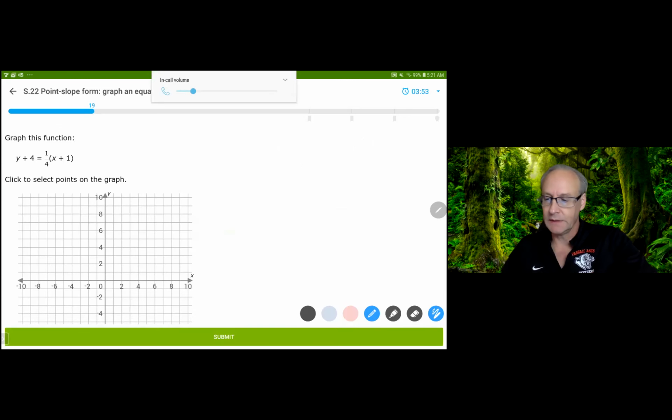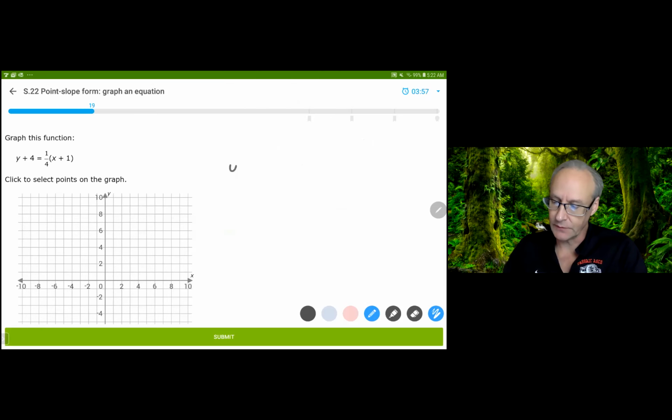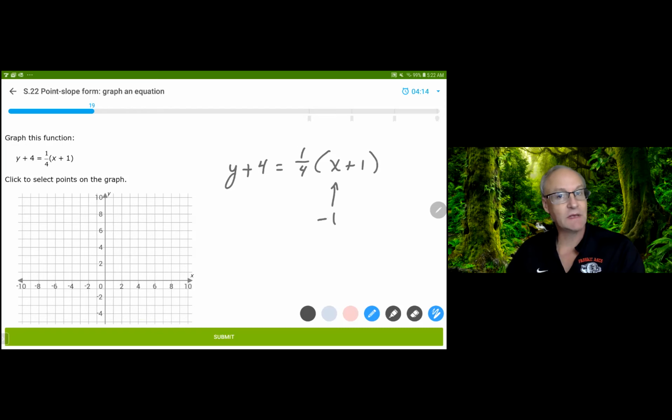Now this one I really like. Let's rewrite it real quick. y plus 4 is equal to 1/4 times x plus 1. Now a lot of people are just going to want to do it. So let's just do it. We want to make this 0. So what value of x makes this 0? We need a -1. That's going to make this whole right side equal to 0.